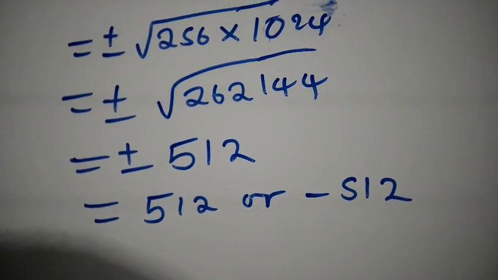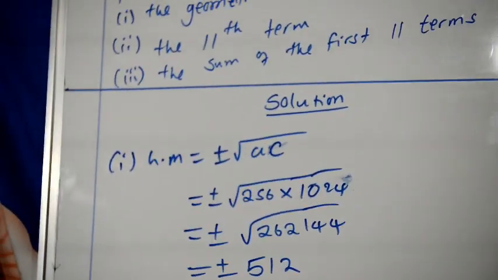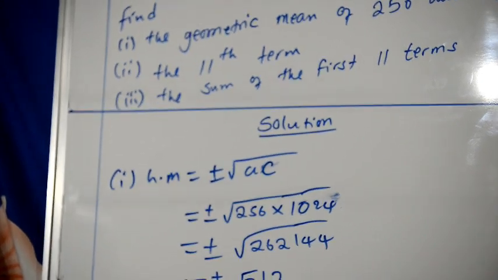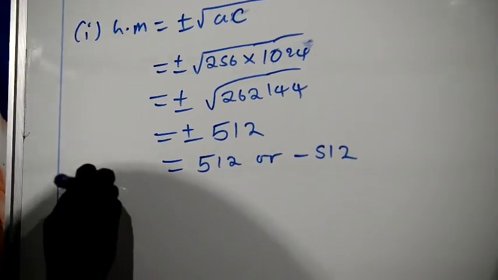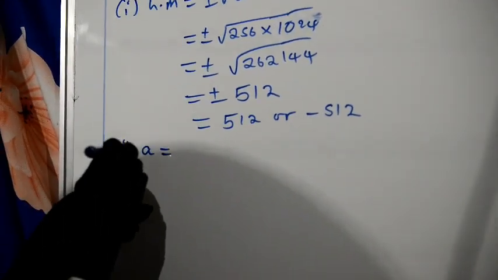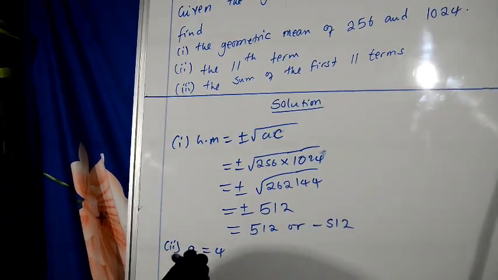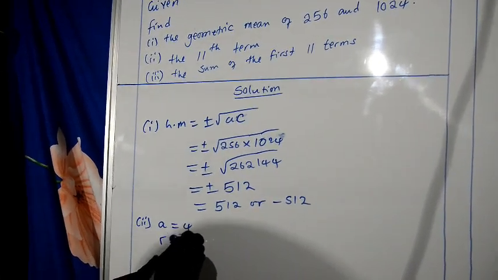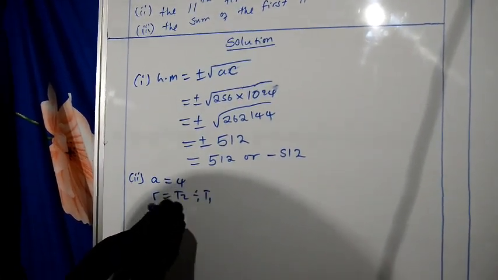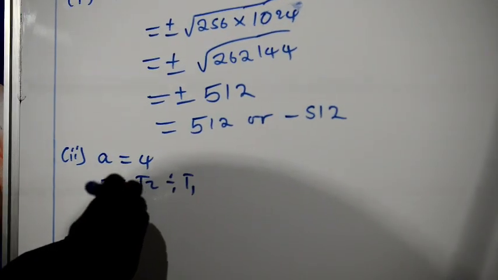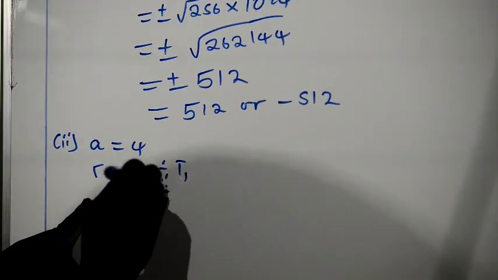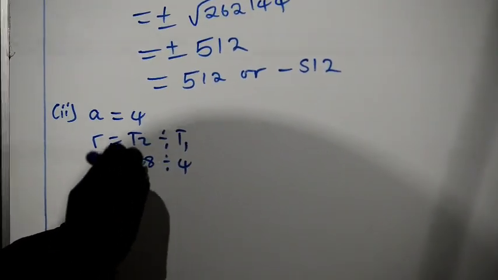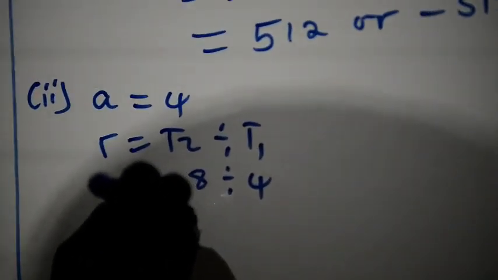Next question, we are requested to find the 11th term. So to find the 11th term, first of all, we have to identify the following. Number one, A, which is the first term. The first term in the given sequence is 4. Then R, which is also known as the common ratio, is given by the second term divided by the first term. So the second term is 8 divided by the first term 4. So 8 divided by 4 is 2. So the common ratio is 2.